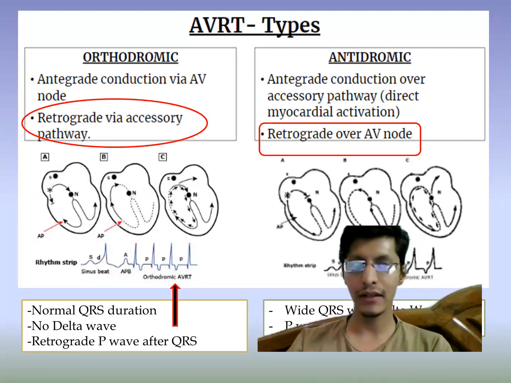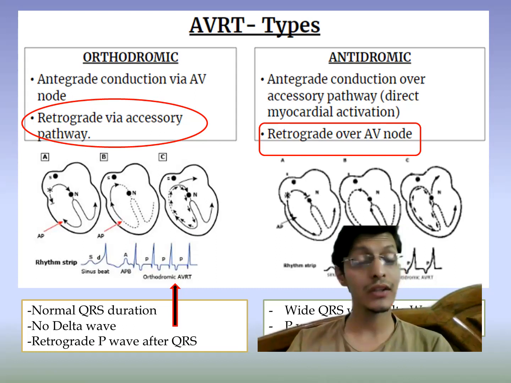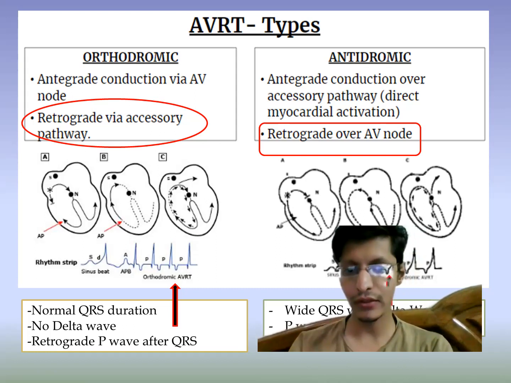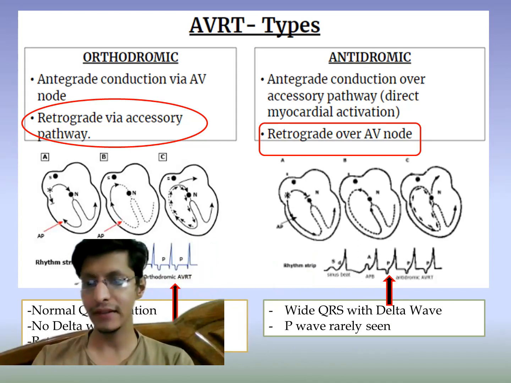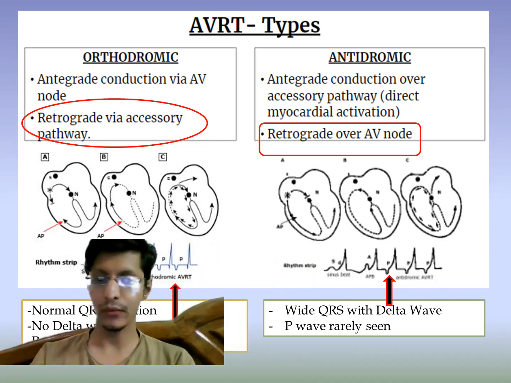In the orthodromic type, the impulse travels retrograde through the accessory pathway, and antegrade over the AV nodal pathway. What you can see in orthodromic AVRT is a normal QRS duration, and you will not see any delta wave, but you can see a retrograde P wave. But in the antidromic pathway, which is most commonly seen, you will see a broad complex with a delta wave.